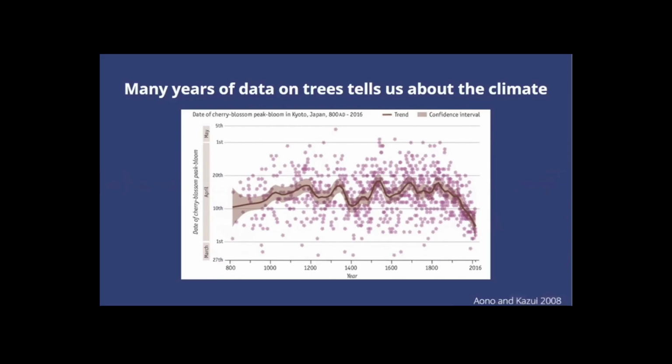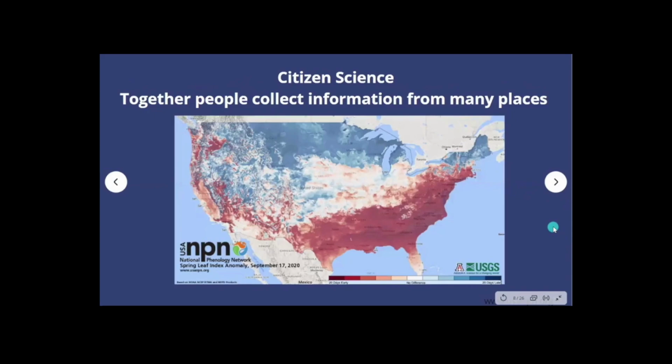This shows that we need long-term data to understand how changes in climate are affecting our trees. And this cannot be done by a single person. It's an effort that requires a community of people to join hands. And this is where we come to citizen science projects and initiatives.